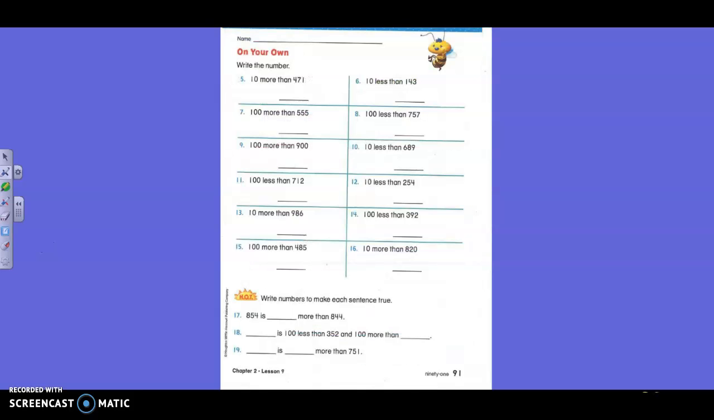Okay. So, number 17. Are you ready? Let's read it. 854 is blank more than 844. What changed in that? 854, 844. What number changed? So it is how much more? 10. It is 10 more.